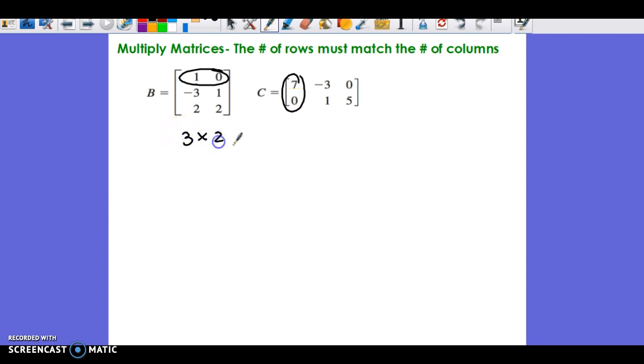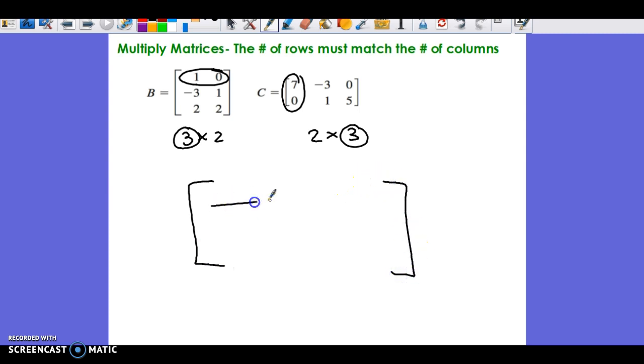3 by 2 matrix, and this is a 2 by 3 matrix, which means that the dimensions of their product should be a 3 by 3 matrix. So if you want, you can go ahead and even set that up. You can get 3 different slots.